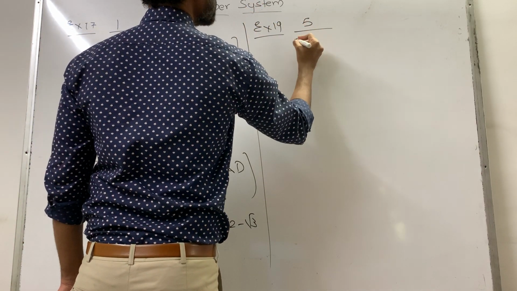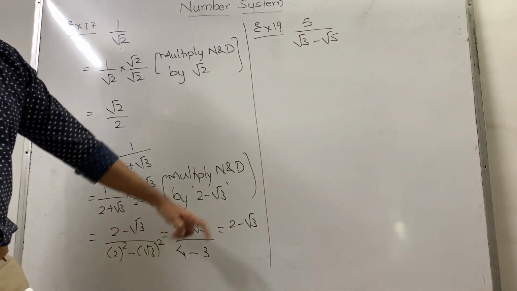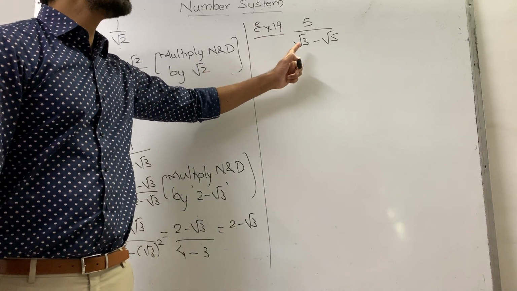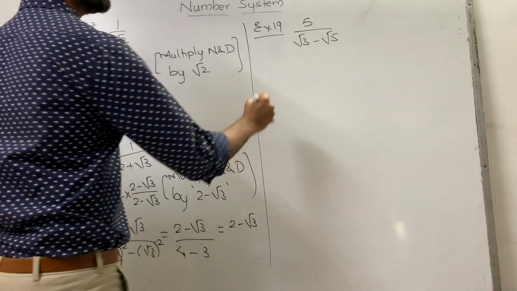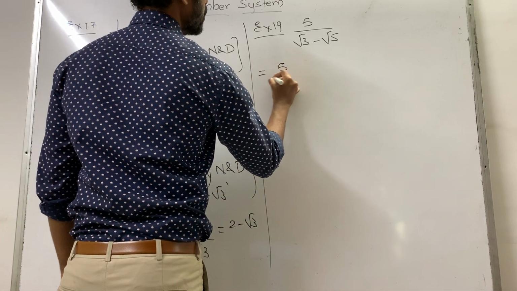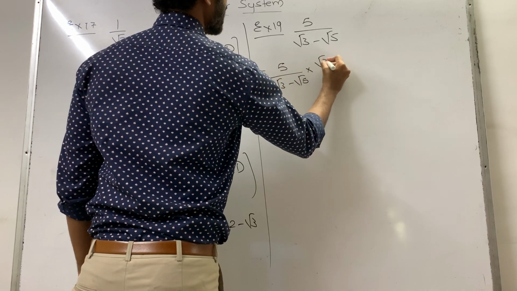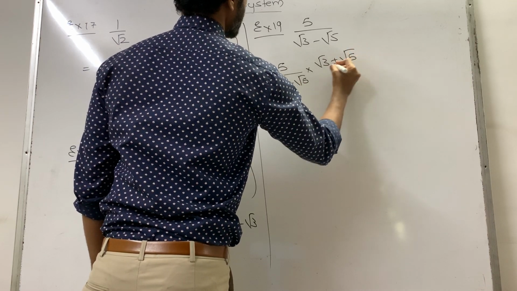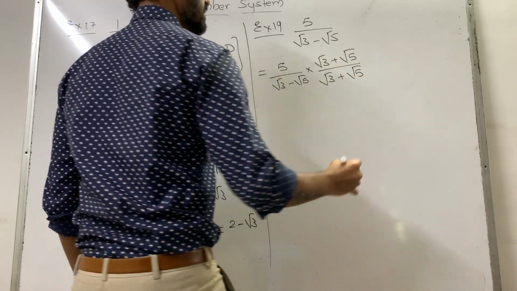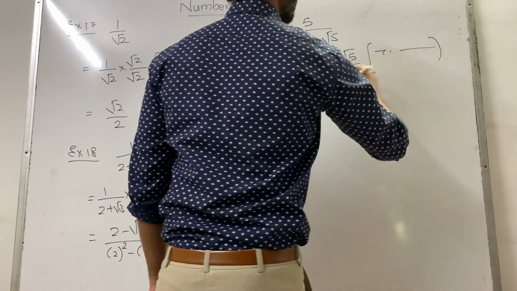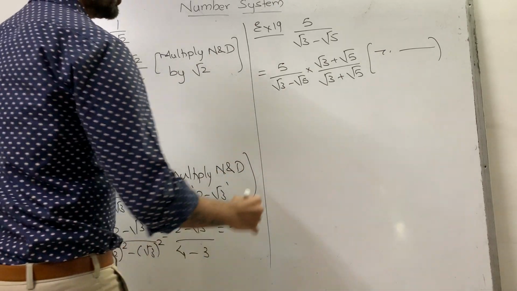In example 19, the question is 5 by root 3 minus root 5. Similar question, you have to make the denominator rational. You observe that the denominator is in the form of a minus b. So you will multiply a plus b to the numerator and denominator. As you have root 3 minus root 5, you are going to multiply root 3 plus root 5 to the numerator and denominator. Write the result in the bracket. You will write: multiply numerator and denominator by root 3 plus root 5.